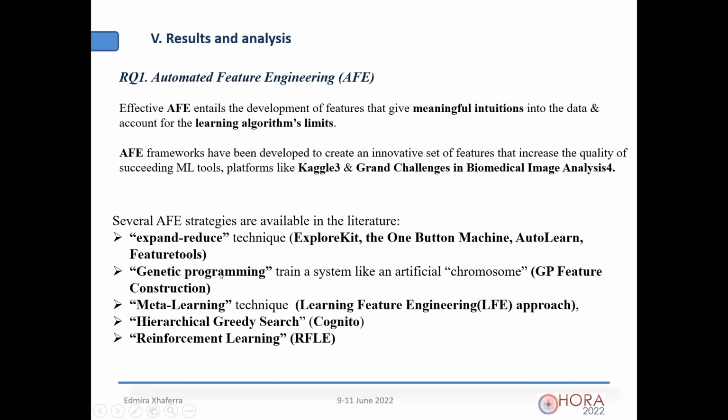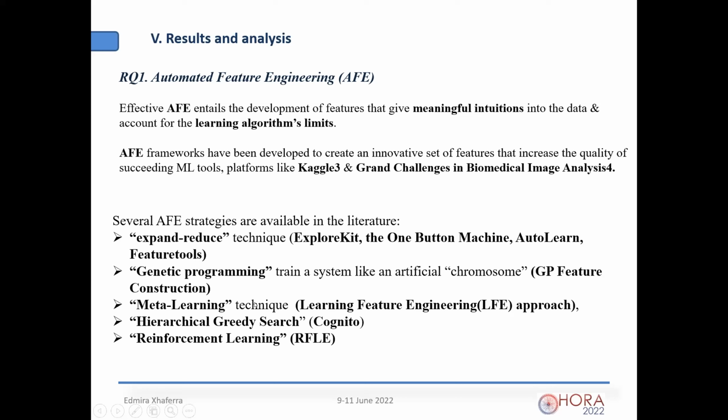Genetic programming technique. This was a system like an artificial chromosome, utilizing a tree-based algorithm that can be used for both feature building and selecting features. This strategy yielded good outcomes in specific studies and is faster than expand-reduce. And the GP feature construction was developed following these techniques.